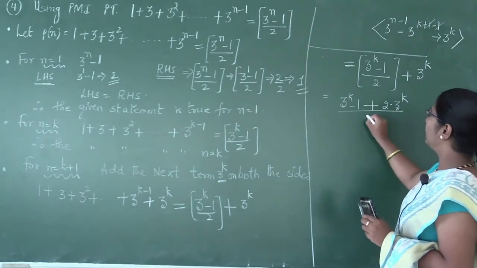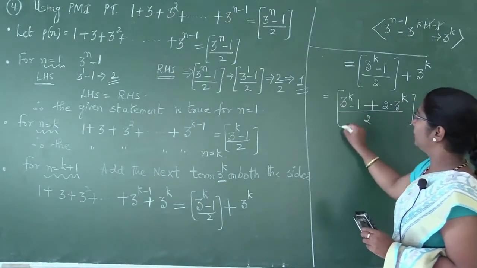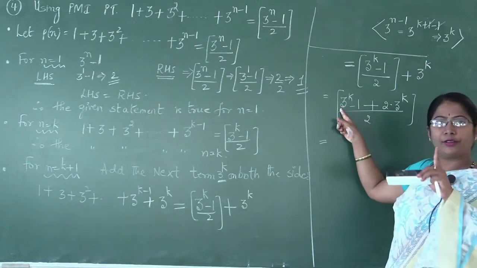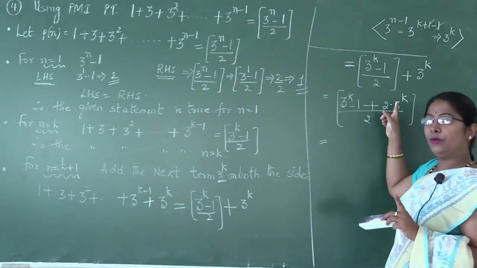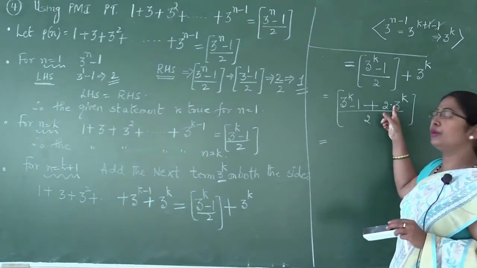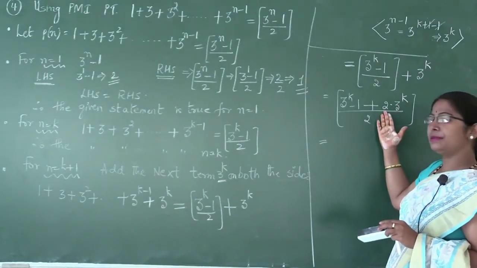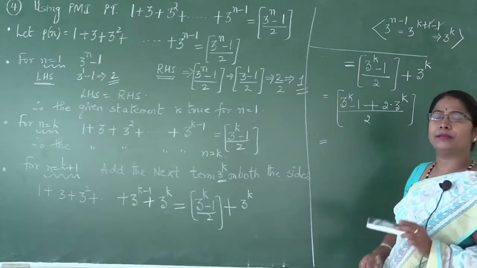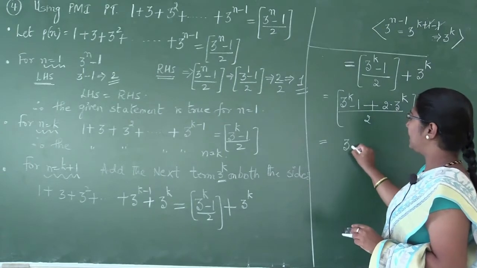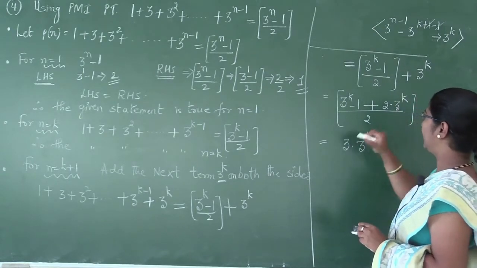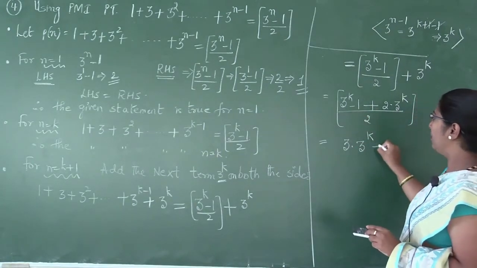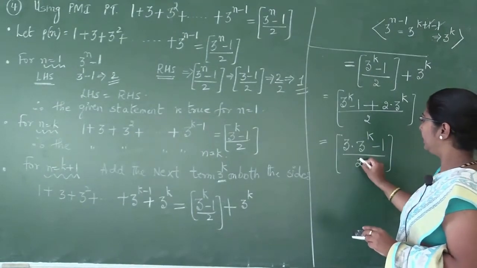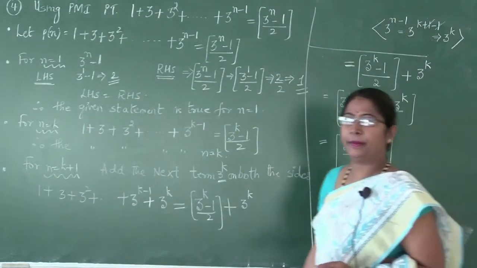k, whole thing divided by 2, which is equal to, how many 3 power k do I have here? One 3 power k. And how many here? Two 3 power k. 2 times 3 power k plus 1 time 3 power k will sum up to how many times 3 power k? 3 times 3 power k. What is left out now? Minus 1. Complete thing divided by 2.